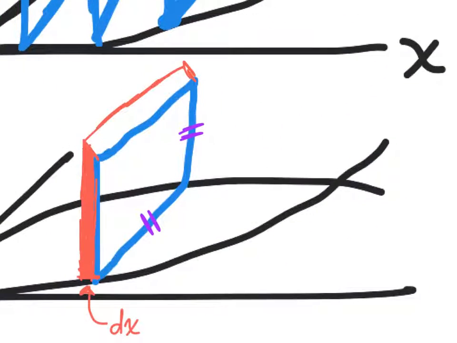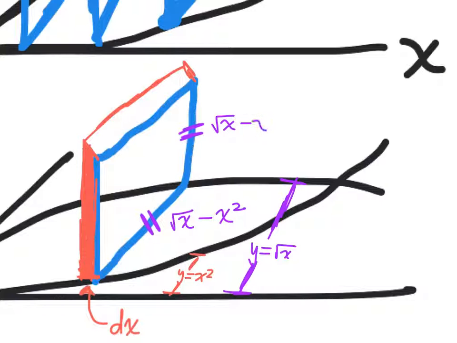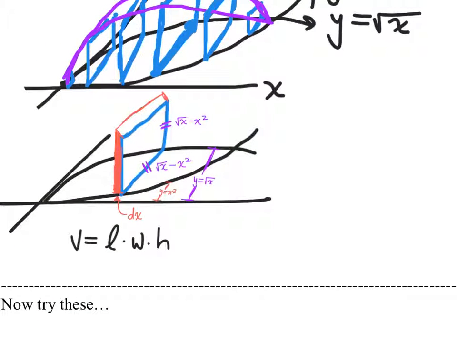So this distance here is going to be the square root of x minus x squared. All right, and again, that's because you have a distance here of y equals the square root of x, and the other curve has a distance of y equals x squared. Subtract the y values. All right, so now we have two dimensions. Well, actually, we have all three. All right, so for my volume, I would state my length times my width, so the root of x minus x squared, times the thickness, dx. All right, so that's the volume of a slice, the volume of a single cross-section.